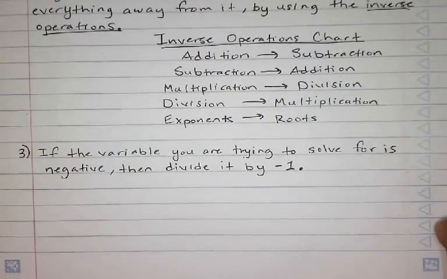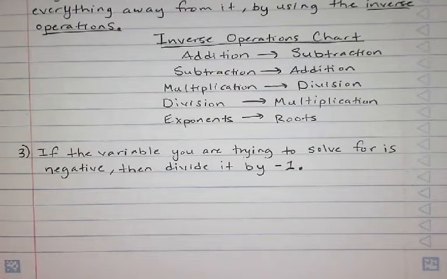All right, so if the variable you're trying to solve for is negative, then divide by -1. That's the last thing you check. If it's not negative, then you're already done. Your answer is done.